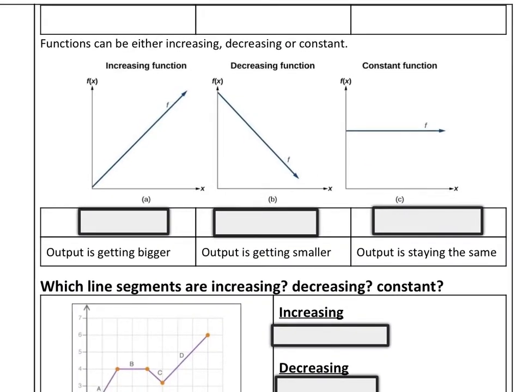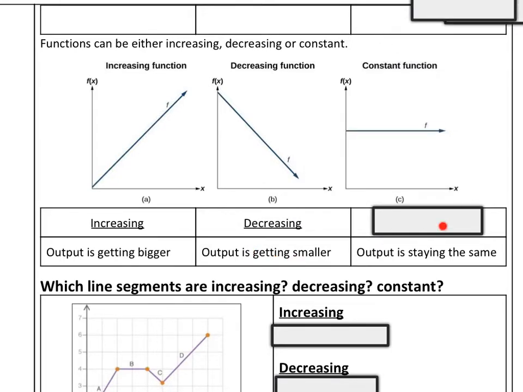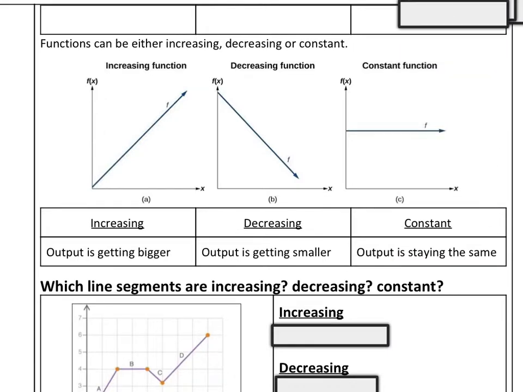So functions can be linear or nonlinear. They can also be increasing, decreasing, or constant. When it's going up from the left to the right, like a positive slope, we say that's increasing. When it's going downward, or a negative slope, we say decreasing. And a constant relationship stays the same, or a slope of 0. When the output is getting bigger, that's increasing. When the output is getting smaller, that's decreasing. And when we say something is constant, that means the output is staying the same. And you can see these match the graphs right above.